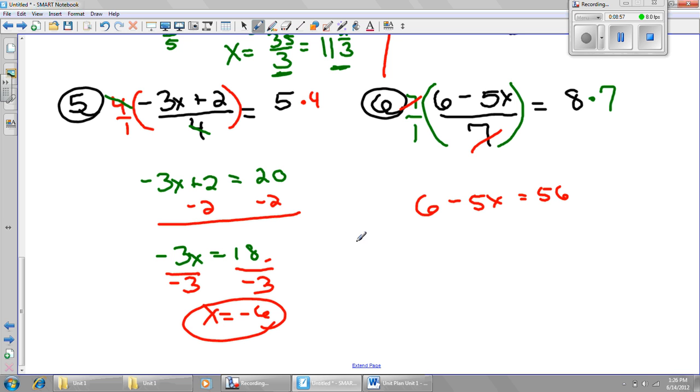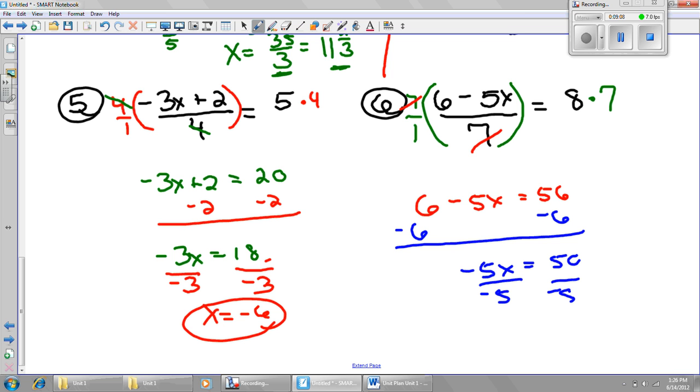Now we just have a 2-step equation. I'll subtract 6 from both sides. I'll get negative 5x, which will equal 50. Divide by negative 5. X equals negative 10. And bam, I am done.